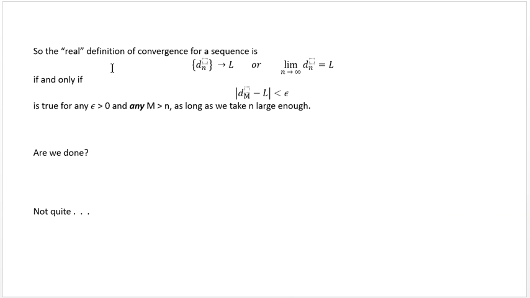Well, are we done? Well, here anyway, here's the real definition of convergence. We write this, or we write this, when this is true for any epsilon and for any m bigger than n, as long as we take n large enough. Well, I'd like to say we're done, but we're not. We've got just one more wrinkle, sadly. Just another slight refinement.